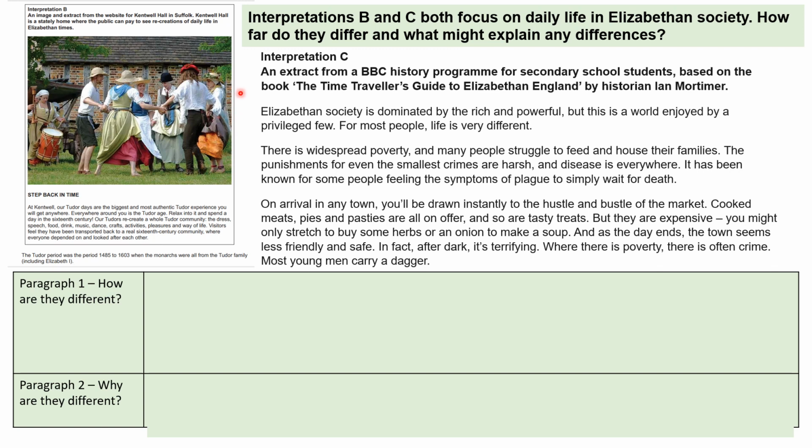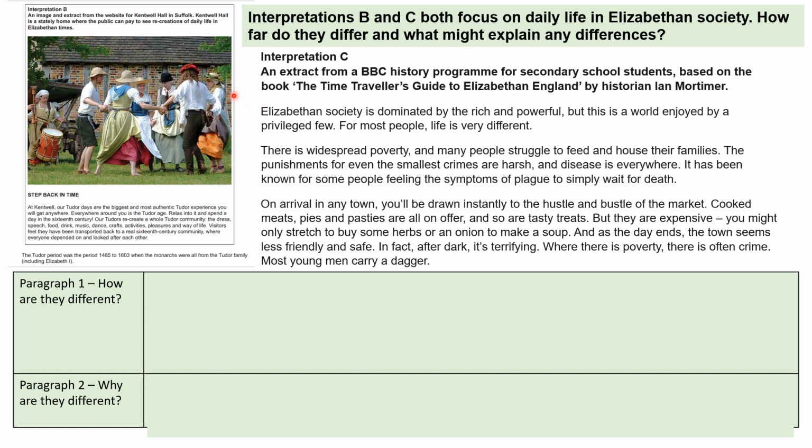So again, if we look at the provenance, which is this bit here at the top, it is an extract from a BBC history programme for secondary school students based on the book The Time Traveller's Guide to Elizabethan England by historian Ian Mortimer. So the first one, we have a website from a tourist attraction. Here we have a BBC history programme for secondary school students. So very different audiences for these two interpretations, which will be important to us.